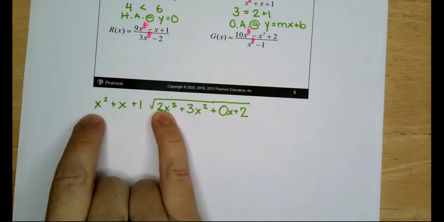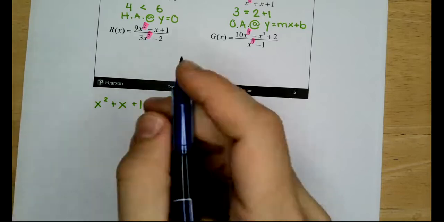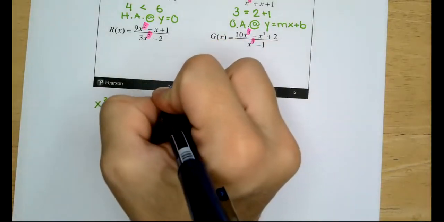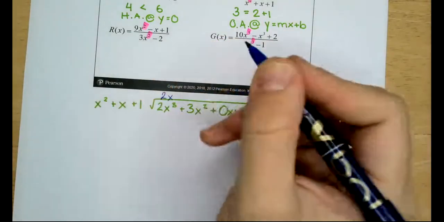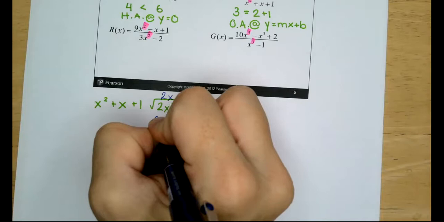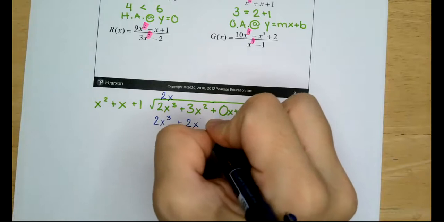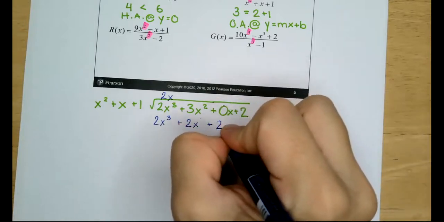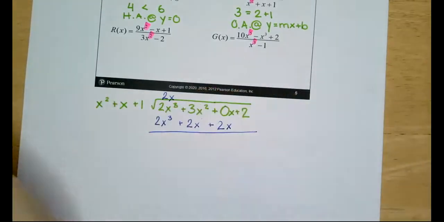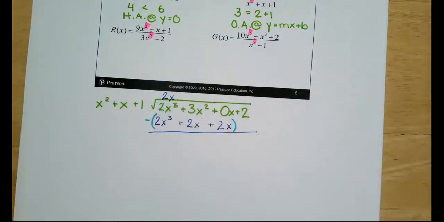If I want this divided by this, what would I multiply this by to get 2x to the third? 2x to the third divided by x squared would give me 2x. So if I multiply all of this by 2x, I would get 2x to the third plus 2x squared plus 2x. And then I have to subtract all of that, so I'm going to change all of those signs.